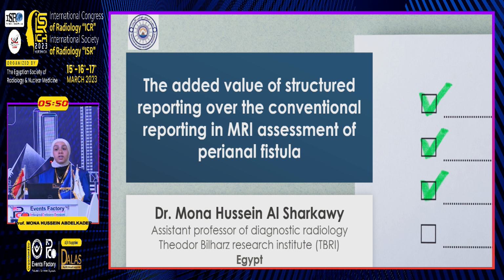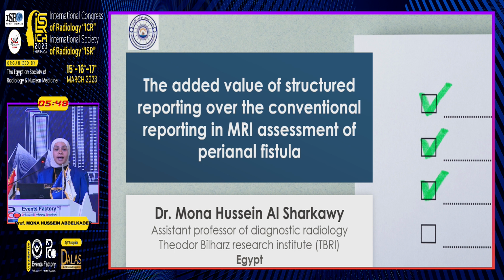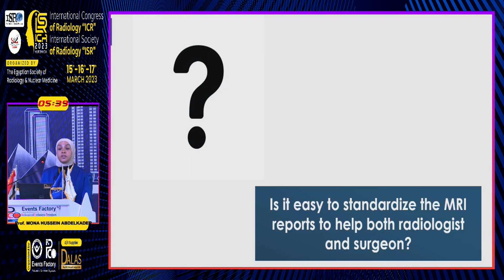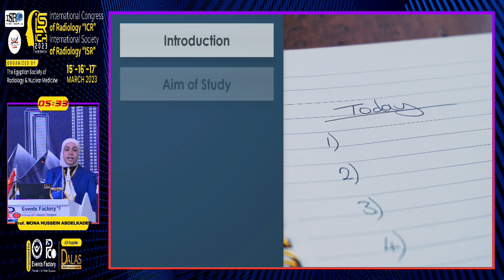During reporting the MRI cases of the perianal fistula, I noticed the interreader variabilities and increased missing information between reports. Do you think it is easy to standardize MRI reports to help both radiologist and surgeon? Let's get to know.